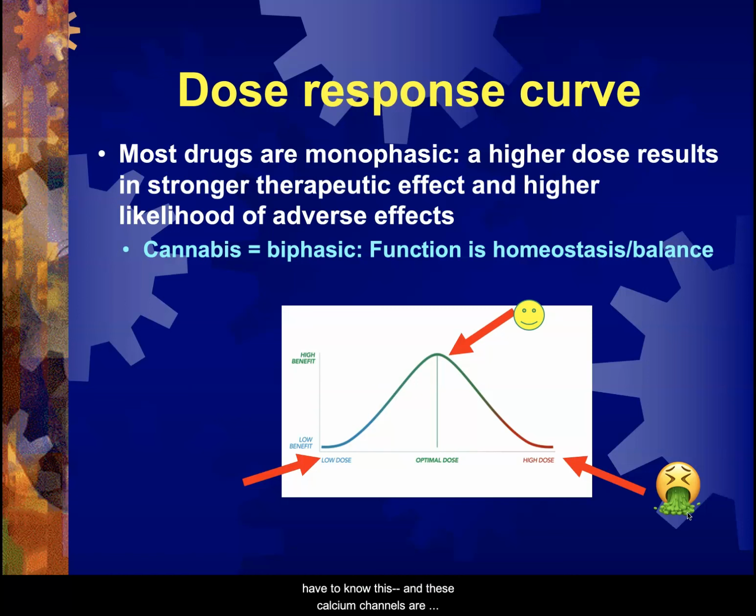And these calcium channels are temperature sensitive. So one of the things that help people who have this cannabis hyperemesis syndrome is hot showers and hot baths. All right, a little aside there, but the point is it's a biphasic dose response curve. Low dose is not doing as well. You find your optimal dose, and more can have a more negative effect.